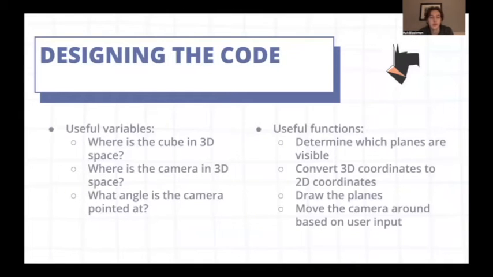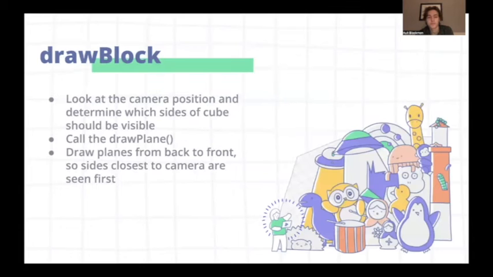So just on a broad scale of what we're going to have in our code, we're going to figure out where the cube is, although it's not going to move in this example, where the camera is and where it's looking, and also which faces of the cube are visible. And again, the function to convert 3D coordinates into 2D coordinates will be helpful, and maybe some sub-functions to draw the planes, the faces of the cube, and to move the camera around, like if you move the mouse around. So I'll go into a little bit more detail about some of these functions.